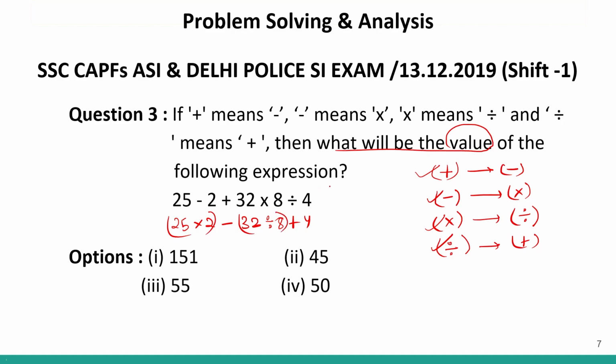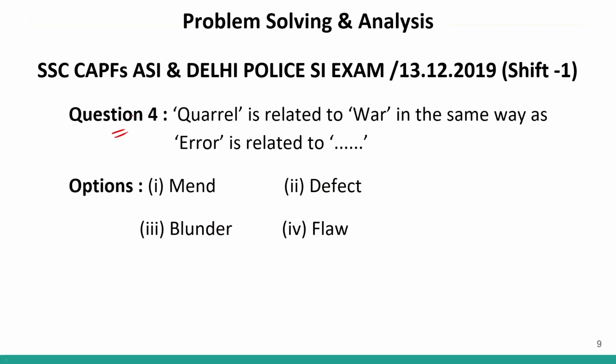So 25 into 2 will give me 50. Correct? 32 divided by 8 will give me 4 minus 4 plus 4. So this will cancel out. We'll get the answer as 50. So 50 will be the answer, which is given in option number 4. So option number 4 will be our correct answer. Clear? Question number 4. This is a question of analogy.